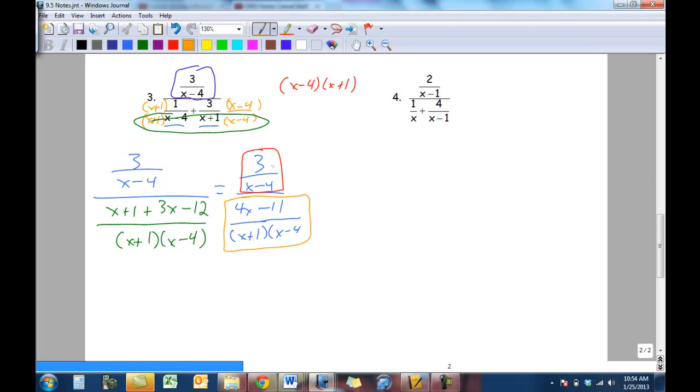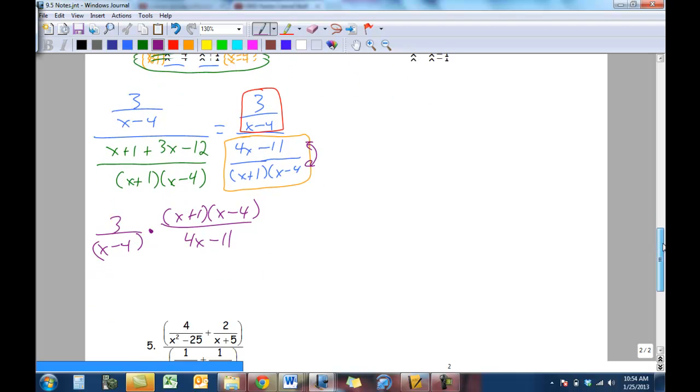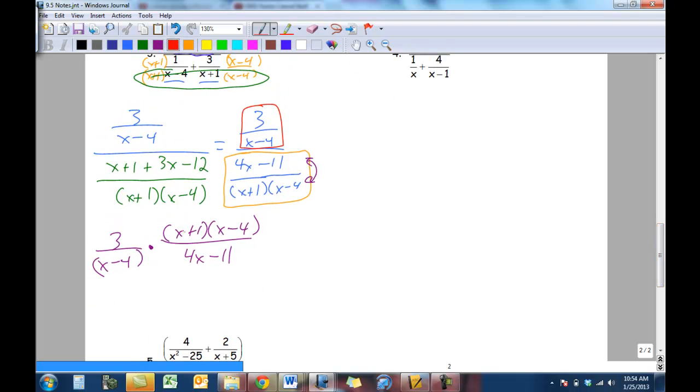But here's the thing. This is just like a division problem. What we've got here is 3 over x minus 4, but instead of divided by this mess, we're going to multiply by the reciprocal of the denominator. So this is (x plus 1)(x minus 4) over 4x minus 11. Now since we're multiplying here, x minus 4's can cancel. And we're left with 3 times x plus 1.